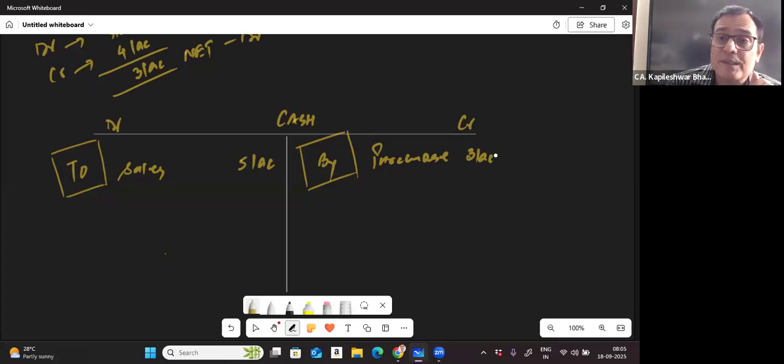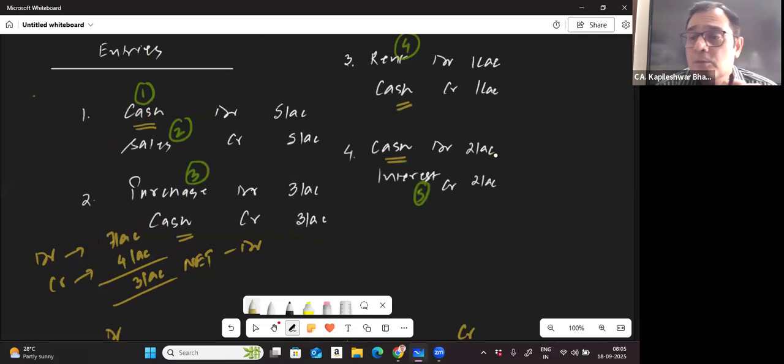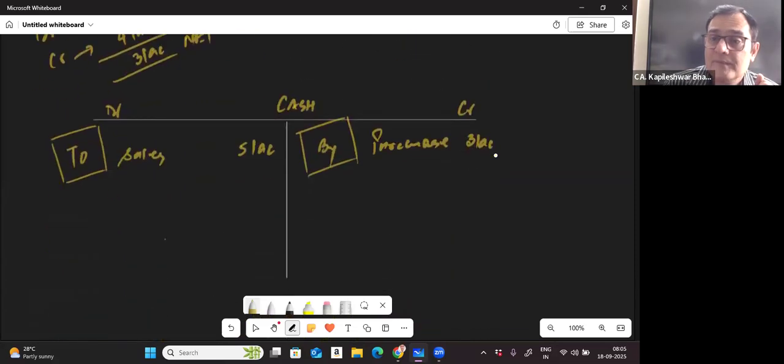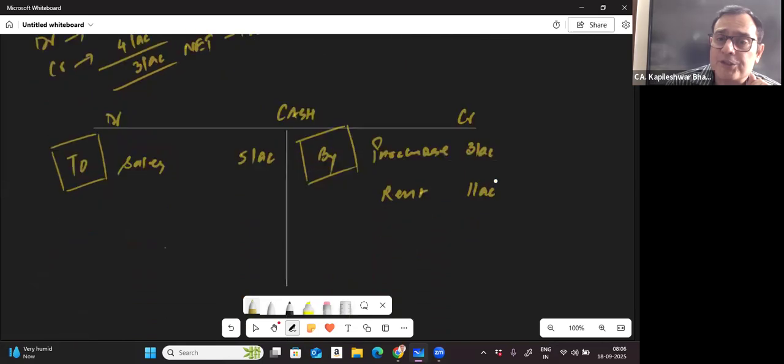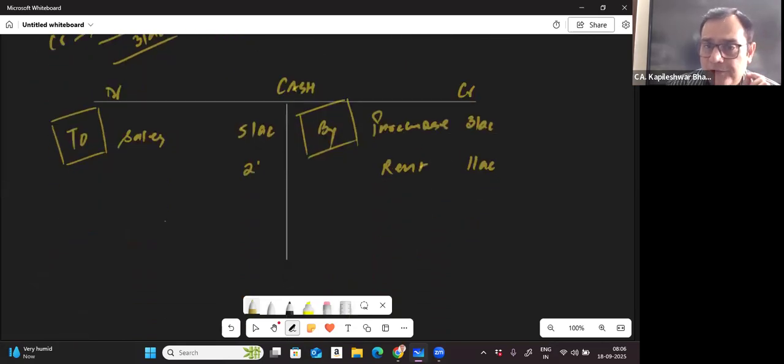Let's try the other two entries as well. The third entry, you're going to put on the debit side or the credit side of cash? The entry is rent debit, cash credit. On the credit side, we again write down rent. So we'll write down rent, that is 1 lakh. And when you look at the other one, you put it on which side? Of course, debit side, and the word is interest, and that is 2 lakhs.